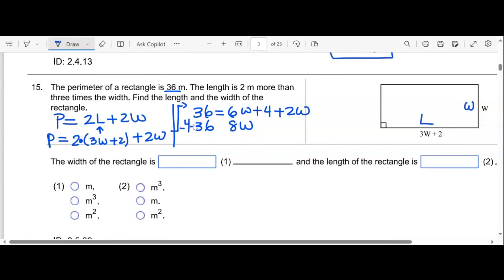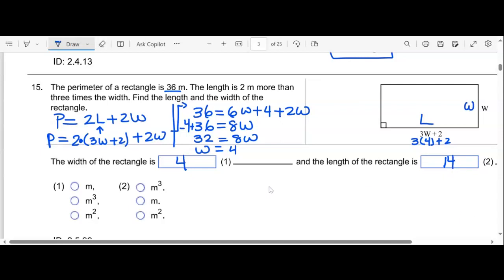Wait a minute, I cannot see. Negative 4. Okay? Which gives you how much? 40. 32. Divide by 8. So how much is W? 4. So how much is the width? 4. How much is the length? 4 times 3 plus 2. 14. 12 plus 2. 14.